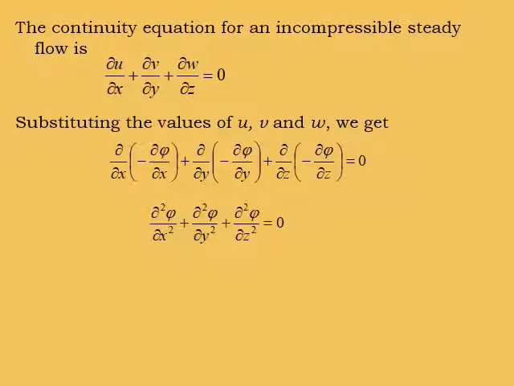After simplification, dou by dou x multiplied with minus dou phi by dou x gives dou square phi by dou x square, plus dou square phi by dou y square, plus dou square phi by dou z square, equal to 0. The negative sign is taken common and moved to the right-hand side, where it cancels, so the terms are positive.